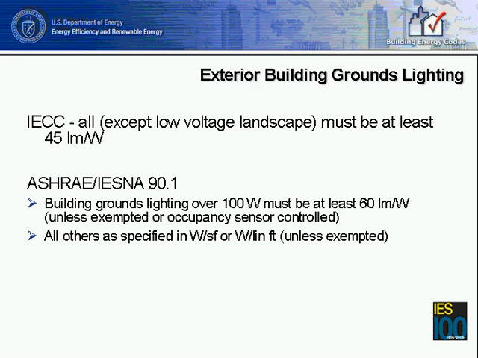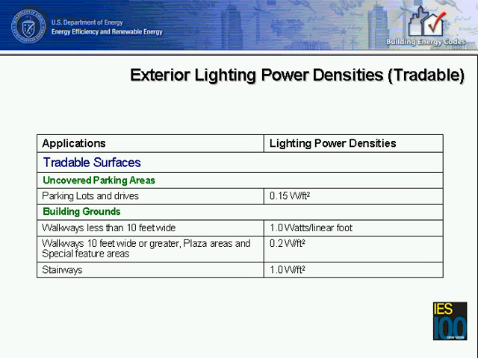But ASHRAE, the current version, has a much expanded list of requirements for the power use of exterior lighting equipment, which I'd like to go over briefly here as well. It's contained in a large table which has two sections. The first section are tradable exterior lighting power densities, and this means that all of these listed in the tradable section are similar to the interior lighting power requirements, in that you can take a total of all the exterior lighting and compare it to each of these areas times their square footage and trade them off.